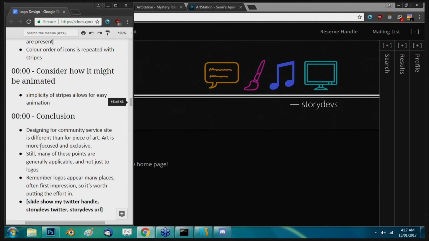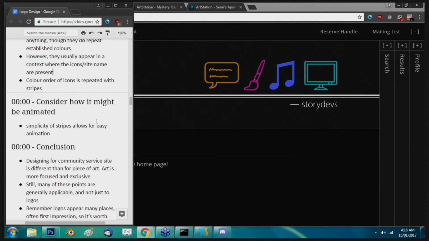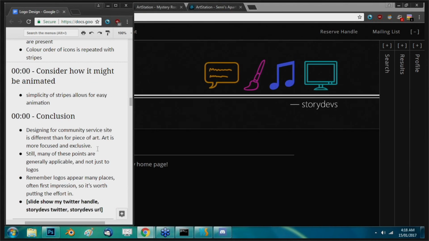Designing a community service site is different than designing for a piece of art like a visual novel or a game. That sort of stuff is more focused and exclusive, sort of the same thing that Kuiper was saying earlier. You don't want to try to appeal to absolutely everyone. But in this case, it's a valid case for trying to appeal to many more people than a typical game or visual novel would. And it's going to be different for you. Many of these points are generally applicable. It's not just for logos. It can be for anything design related. And they appear in many places.